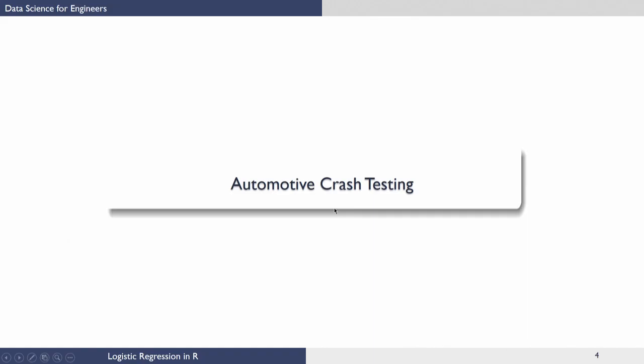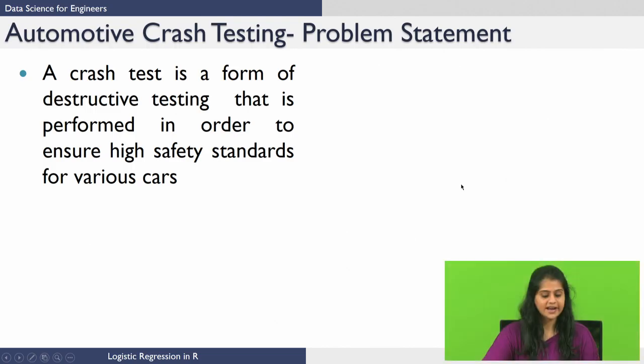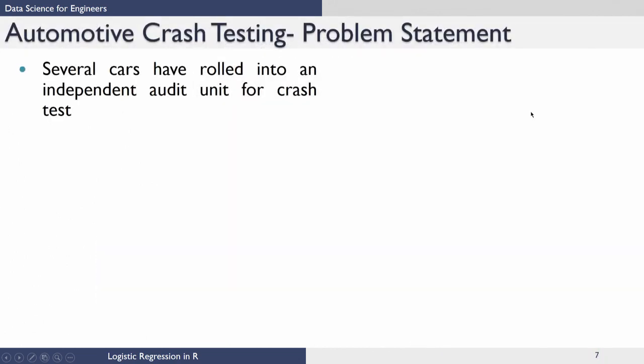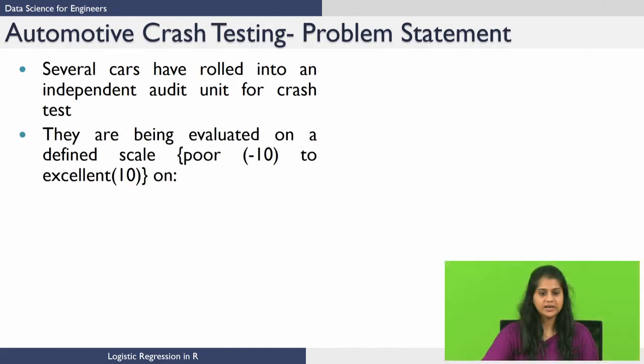We are going to use an automotive crash testing case to illustrate this concept. A crash test is a form of destructive testing that is performed in order to ensure high safety standards for various cars. Now, this is how a crash test is performed. Several cars have rolled into an independent audit unit for crash test, and they are being evaluated on a defined scale from poor to excellent, with poor being -10 and excellent being +10. So, from -10 to +10 is the scale, and they are being evaluated on a few parameters.